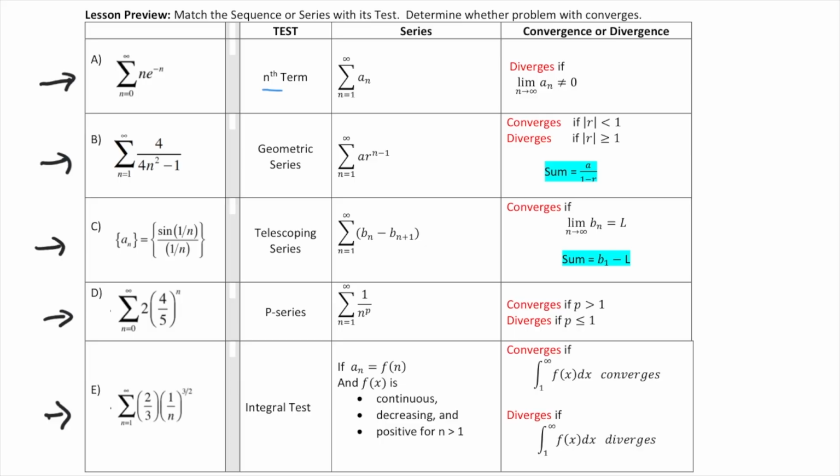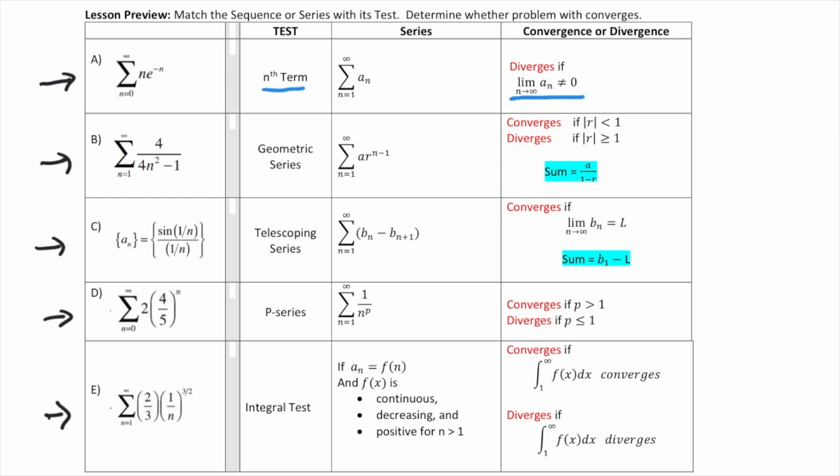Your nth term test should actually be used with every single one of these problems because the nth term test is going to tell you whether or not your series or sequence diverges. Of course, if your limit as n goes to infinity of a sub n does equal 0, that indicates that your series or sequence could converge.